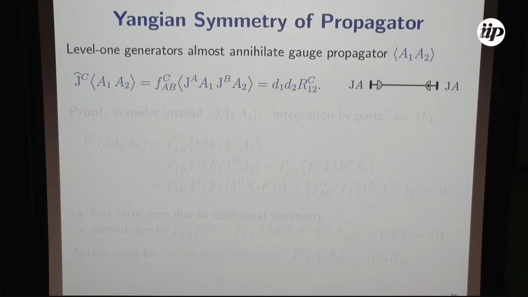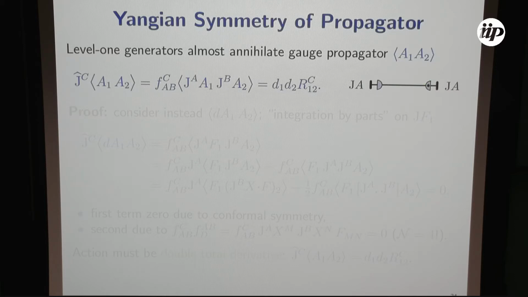So how do you see the symmetry, for example, for the propagator? Now the propagator is very simple, and I can actually prove why this is symmetric under the Yangian. But let's see first how it acts. When you act on a correlator of two gauge fields, what you get is the two superconformal generators acting on the first leg and on the second leg, contracted by the structure constants. And the claim is that this particular correlator gives you something which is a double total derivative with respect to the first and the second point.